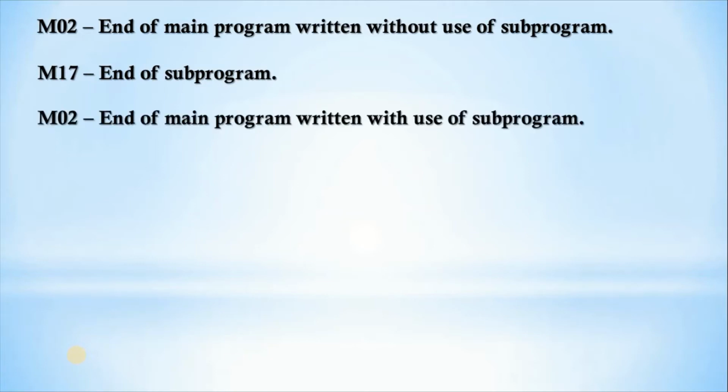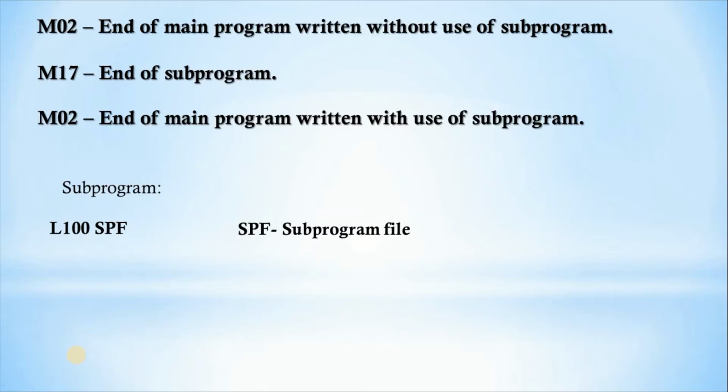Next, M02 is the end of main program written without use of subprogram, and M17 is used for end of subprogram, and M30 is end of main program written with use of subprogram. A subprogram starts with an L number. Whenever a repeatable movement of the tool is required, a program written for that repeatable movement is called a subprogram. These programs will be called in the main program whenever repeatable movement of the tool is required.